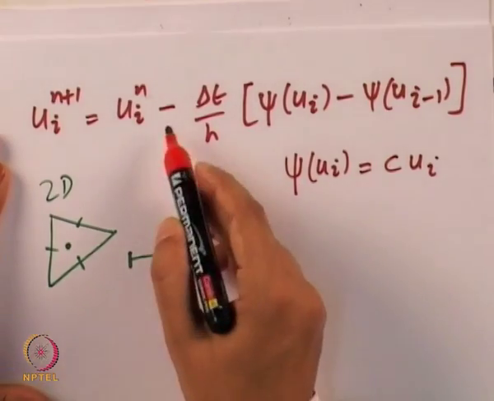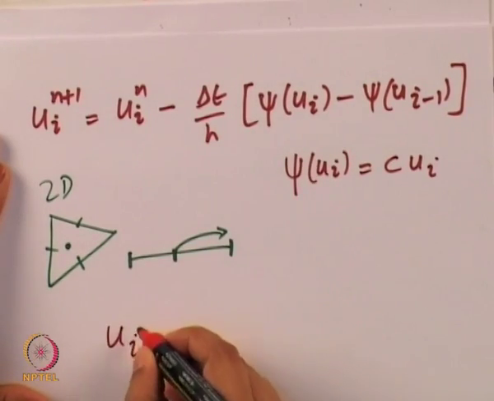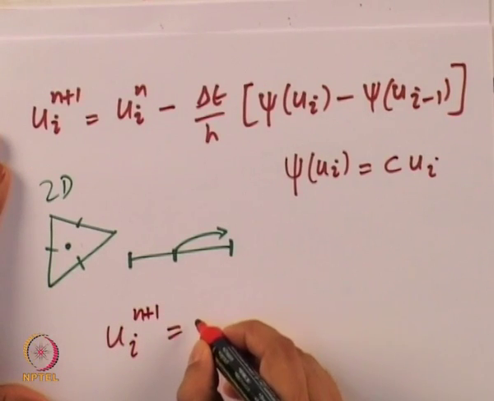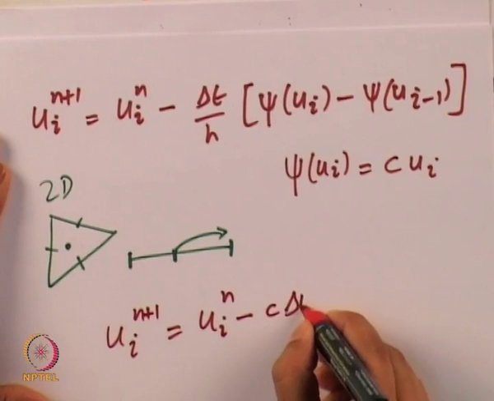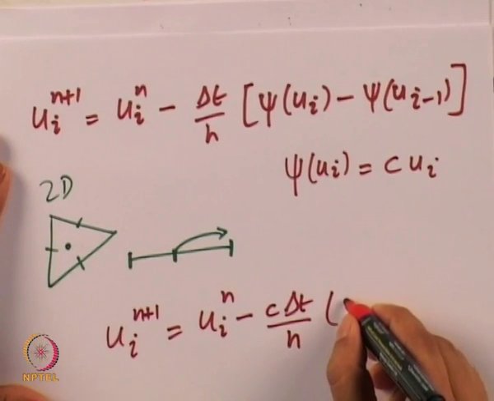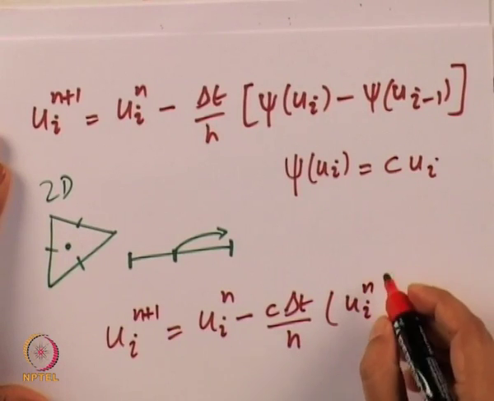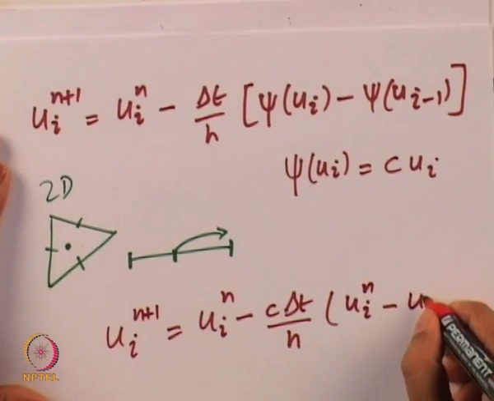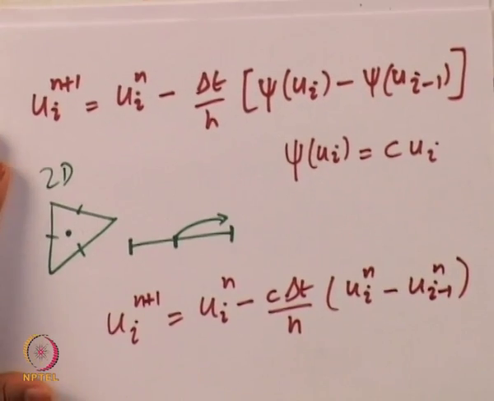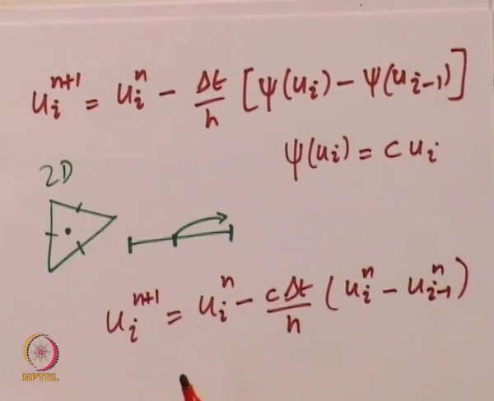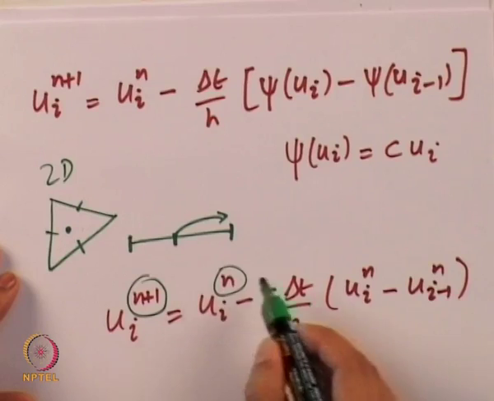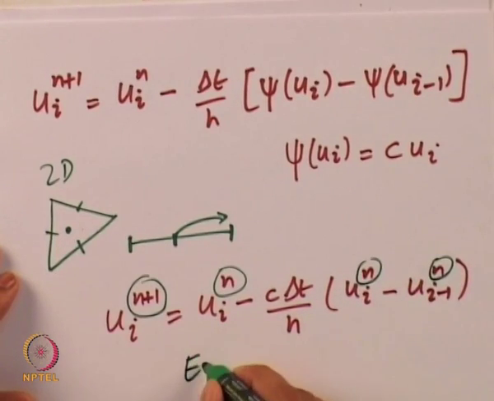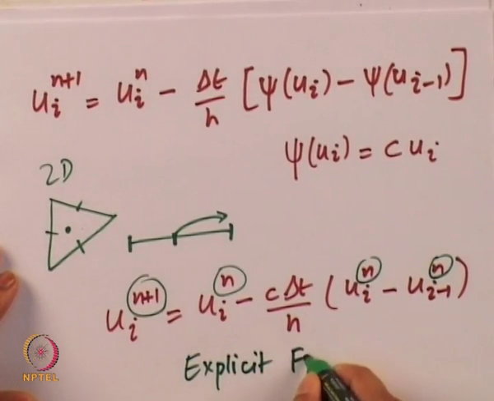So if we use this notation, we can simplify this equation even further as u of i, n plus 1, is equal to u of i n minus C delta t divided by h multiplied by u of i n minus u of i minus 1 n. So what is beautiful about this equation is the terms we have on the left hand side are using n plus 1, whereas the terms on the right hand side have values only at n. So this is an explicit formulation.